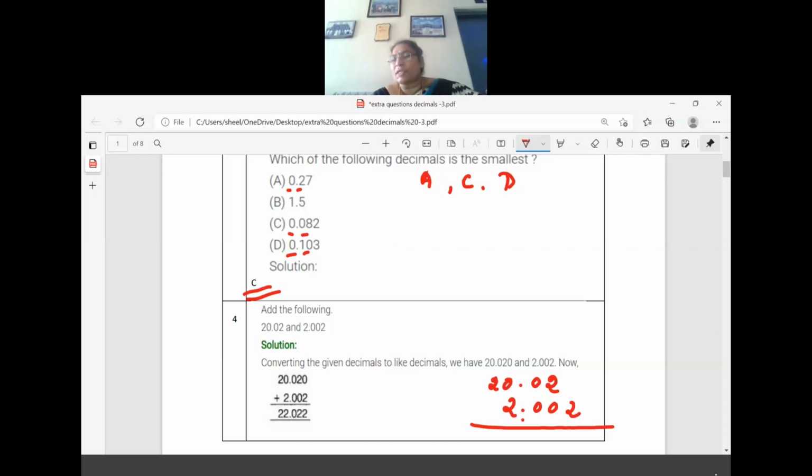Now after the decimal, what numbers do you count? Here only two place values are there, but here three are there. So to avoid error, we should make it three by adding zeros.